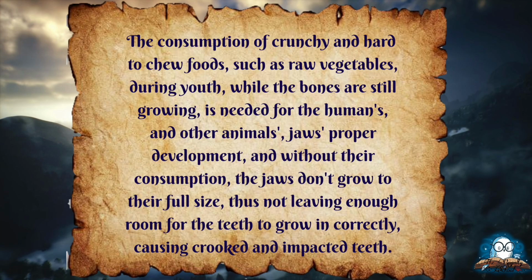The consumption of crunchy and hard to chew foods, such as raw vegetables, during youth while the bones are still growing, is needed for the humans' and other animals' jaws' proper development, and without their consumption, the jaws don't grow to their full size, thus not leaving enough room for the teeth to grow, causing crooked and impacted teeth.